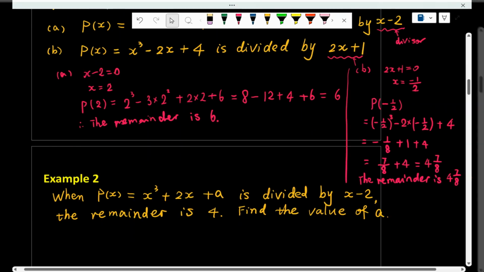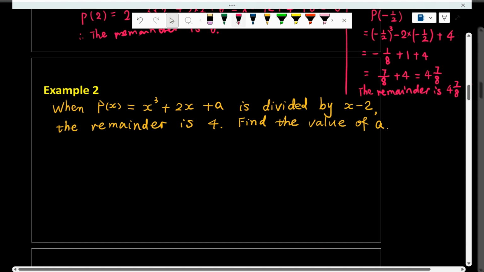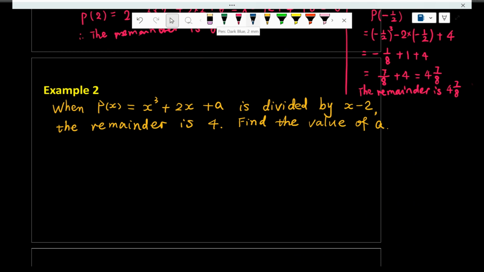We can reverse this process to determine some unknown values in the polynomial. Let's look at example 2. So for this, the polynomial is given and it is divided by x minus 2. So it means x minus 2 is the divisor. Then we know the remainder is 4. And then use this information to find the value of a in the polynomial. Now how can we do that?